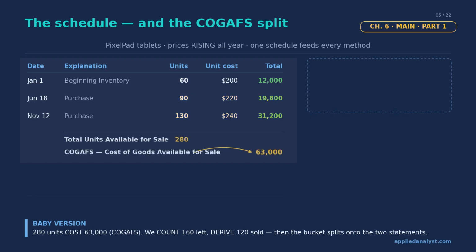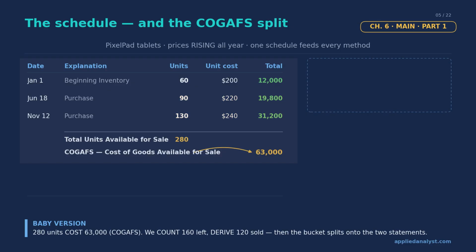Now total that column 2 different ways because it's the same pool of goods measured twice. Count the units, 280 available for sale. Add up the dollars, $63,000. The cost of goods available for sale. Write that $63,000 down and circle it twice. It is a fact, cash that actually left PixelPad's account. No method, no story ever touches it. This is the bucket for the whole chapter.